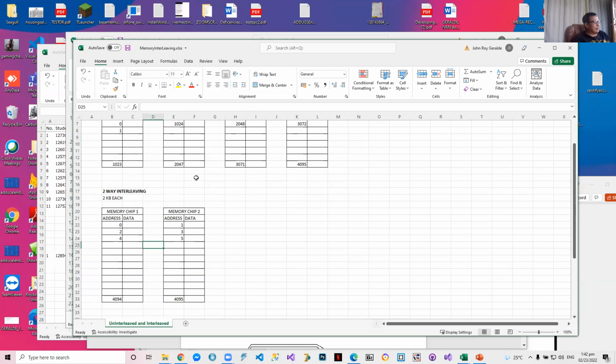To illustrate this differently, we can have two-way interleaving, in which we will have two physical memory banks. And for the addresses, we skip from one memory bank to another. Do you follow? So address 0 is here, but the next address 1 is in the neighboring bank. Address 2 is on the left, address 3 is on the right, address 4 is on the left, address 5 is on the right, and so on and so forth. So the last address on the left is 4094, on the right is 4095.